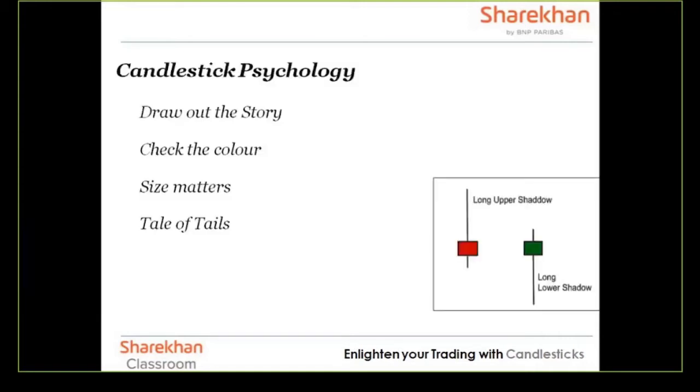And of course, last but not the least, there are tails. Those shadows or wicks or tails, as I told you, the vertical lines above and below the rectangular body, they tell us so many things. Usually, a long upper shadow, it's very logical to understand by looking at the buying and selling pressure. The long upper shadow tells us that there's a lot of selling pressure, whereas a long lower shadow tells us that there is a lot of buying pressure.